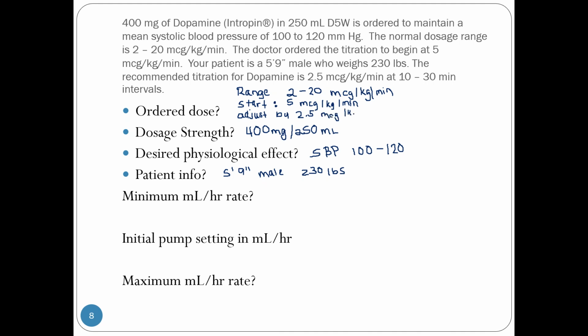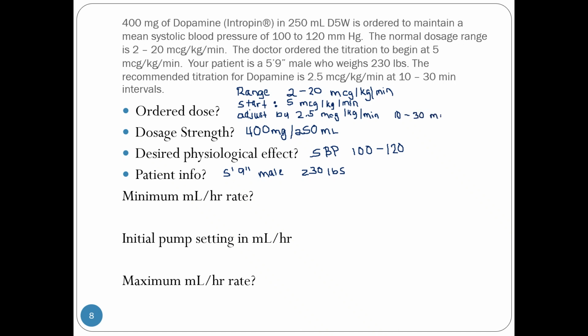And so we know that when we adjust either up or down, that's add or subtract, and we have to match up labels. So if I start at 5, I could then add or subtract the 2.5 to adjust up or down. And the 10 to 30 minute intervals is sometimes confusing because this adjustment amount is per minute, and that's because we're adjusting the rate, but we may only adjust the rate after 10 to 30 minutes.